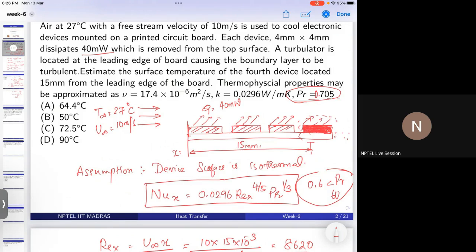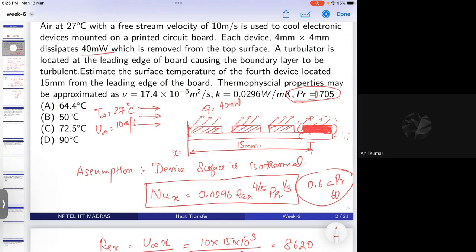I hope you got this. It's not the average because we are not concerned about what should be the average heat transfer coefficient. Average heat transfer coefficient means from x to this 15 mm. That is not our concern. Our concern is only the heat transfer from this small chip or any device which is located at 15 mm from the leading edge. I hope it is clear.